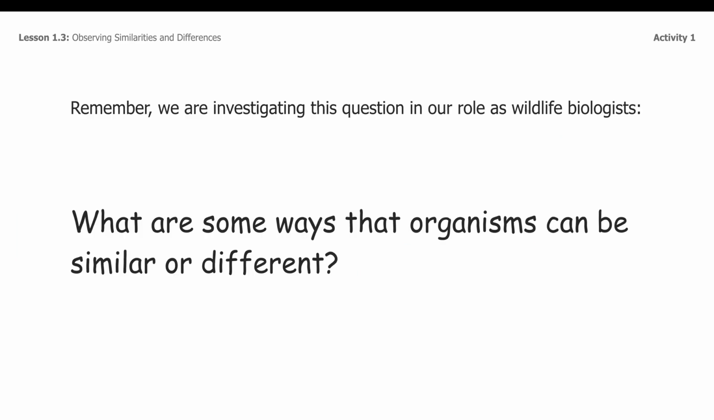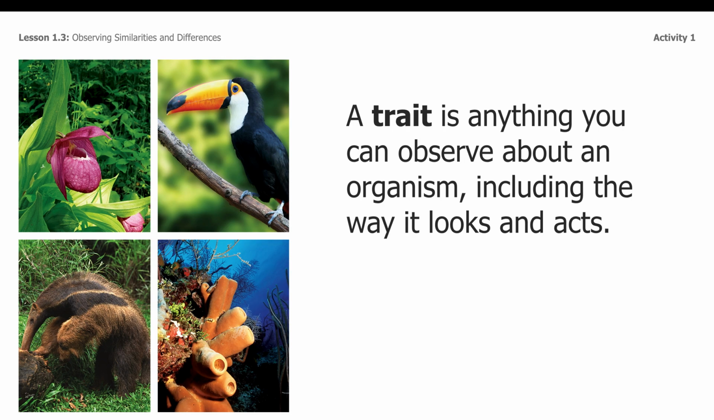Okay, remember, we're investigating this question in our role as wildlife biologists. What are some ways that organisms can be similar or different? Something that's similar has things in common. So, the word we're going to use a lot in this unit is the word trait. And a trait is anything you can observe about an organism, including the way it looks and acts.